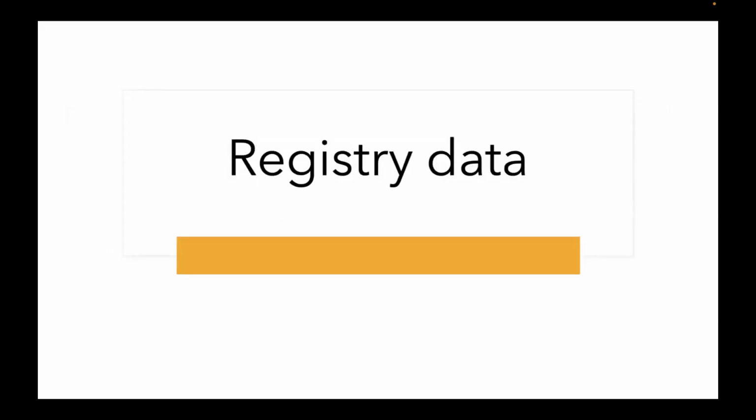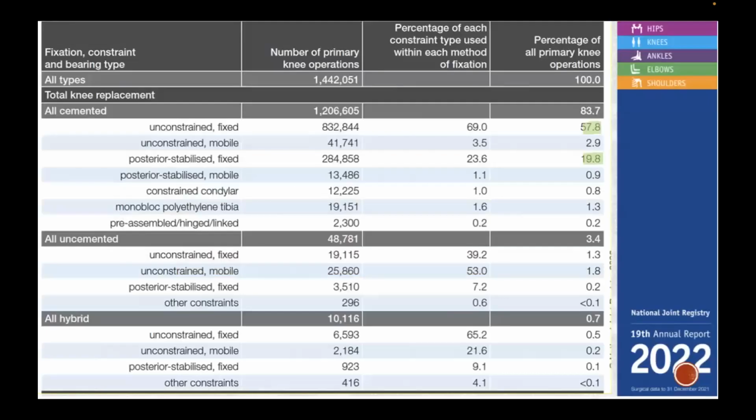So now I am presenting some registry data when I went through the National Joint Registry of UK. This is the 19th annual report, the last annual report which came out. As per this registry, in UK, 57.8% of the primary knee operations, they are still doing CR only. And posterior stabilized is accounting for 19.8%.